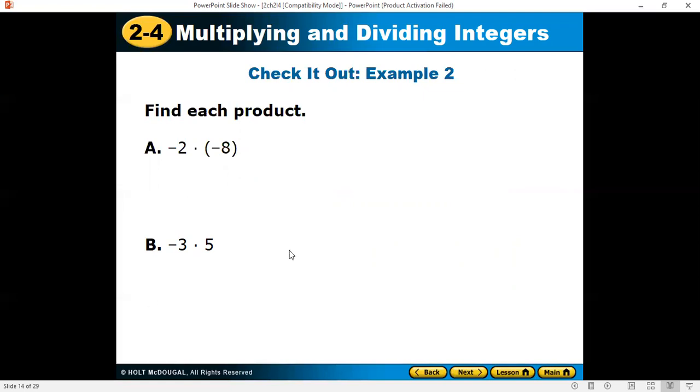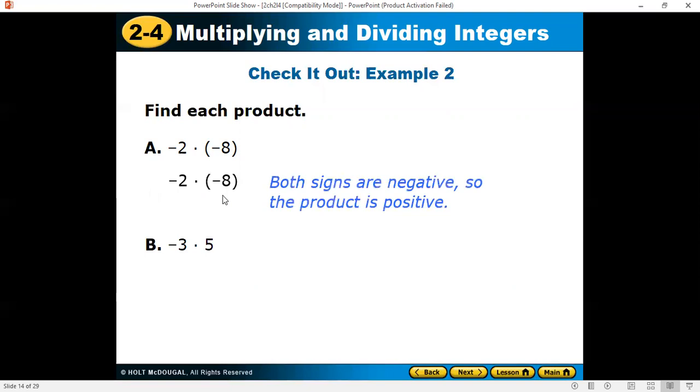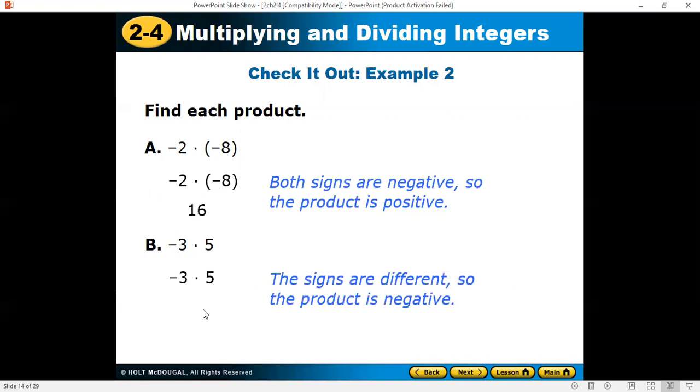In this question, negative 2 times negative 8. What do you note here about the signs? We note that the signs are the same. Think about the rule. When the signs are the same, the answer should be positive. Both signs are negative, so the product is positive, which means the answer will equal 16. Next question. Negative 3 times 5, one is negative, the second is positive, so the answer will be negative.